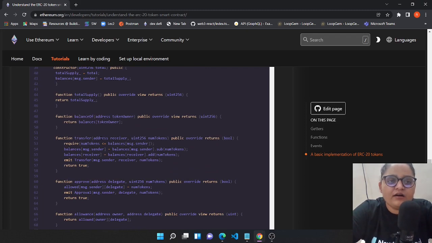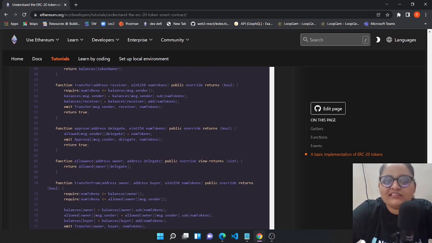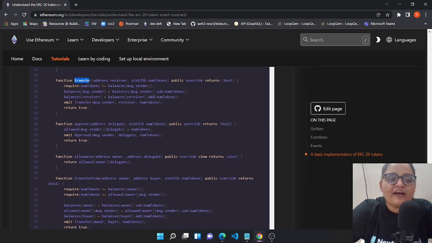Then we have these basic functions. So the main functions are these: transfer, approve, allowance, and transfer from. They have their own parameters and their own functionalities. So let's see what it actually gives you. Transfer basically first checks how much you want to transfer, and if you want to transfer an amount less than or equal to your balance, then only this particular function will be executed successfully, or else it will throw an error.